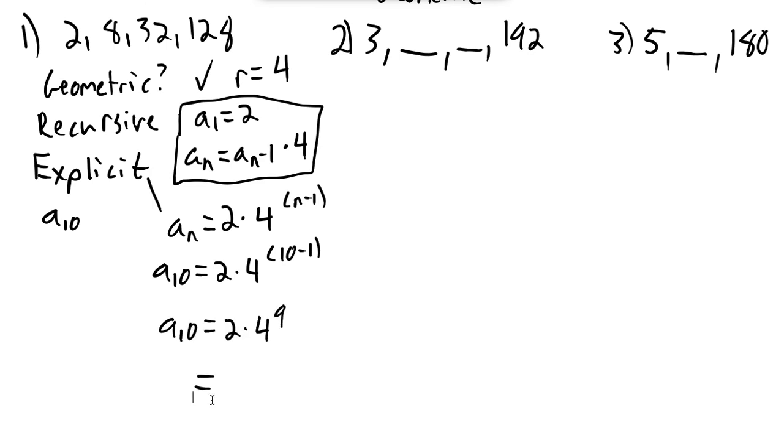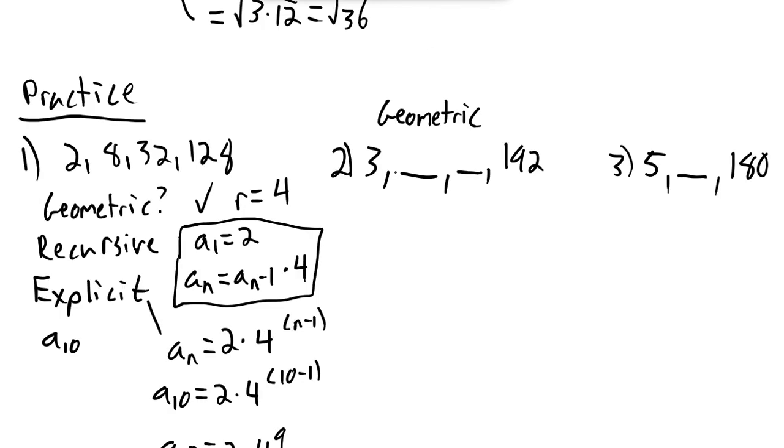Throw that into your calculators to figure out what that's going to be. Get 2 times 4 to the 9th. And it turns out your 10th term is going to be 524,288. So that's your answer for what your 10th term is. All right, for geometric sequences.